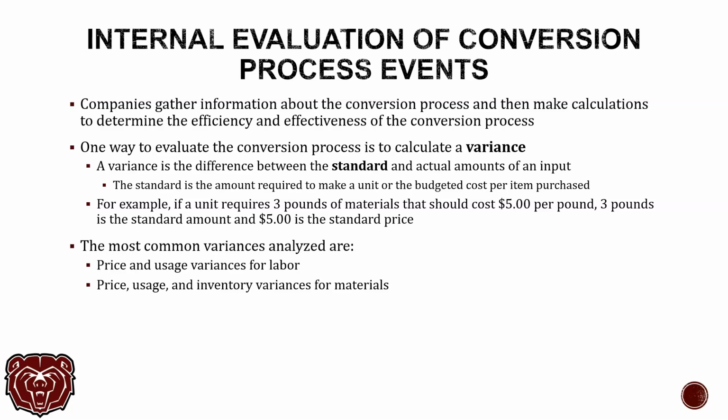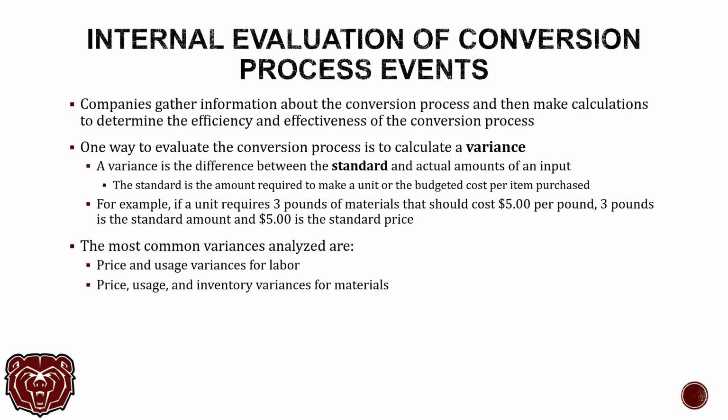Or it could be the budgeted cost per item. So let's say you've been using a vendor for 5 years and the per unit cost for you is $5 from that vendor. That's what you're going to budget. You are going to assume that it's going to continue to cost you $5. Well, you may be able to get it from that vendor at $4.50, or you may have to pay $5.25. There's a variance there, right? It's the difference between the standard and what you actually have to pay or actually have to use, okay? So just for example, let's say the unit requires 3 pounds of materials, should cost $5 per pound. 3 pounds is the standard amount, $5 is the standard price. Okay, anything different than that is going to be a variance.